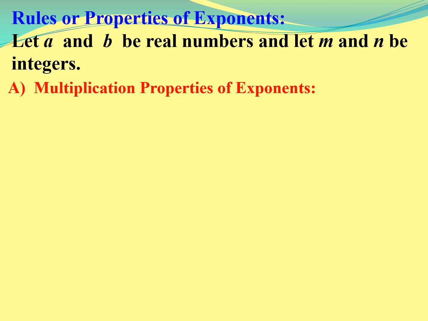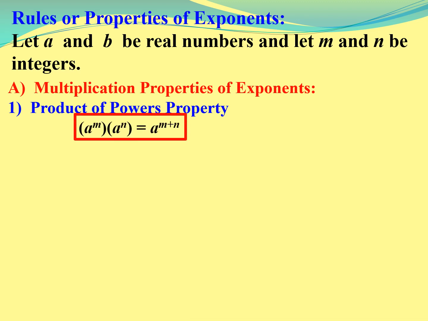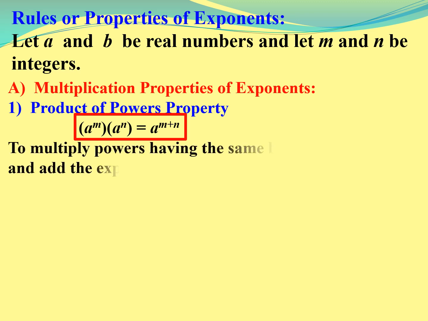Letter A. Multiplication properties of exponents. Number 1. The product of powers property, which is written in the form a to the m times a to the n equals a to the m plus n. In other words, we will just add the exponents and keep the base. So, to multiply powers having the same base, keep the base and add the exponents.